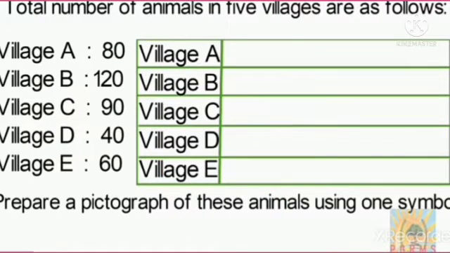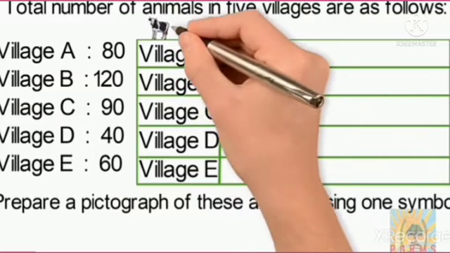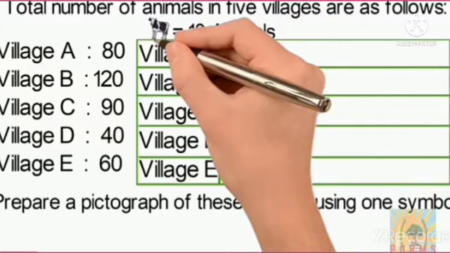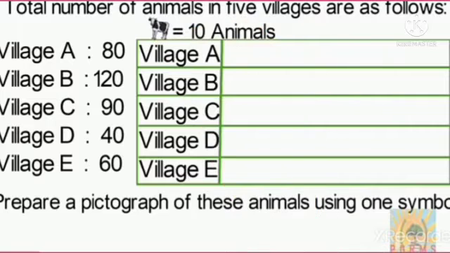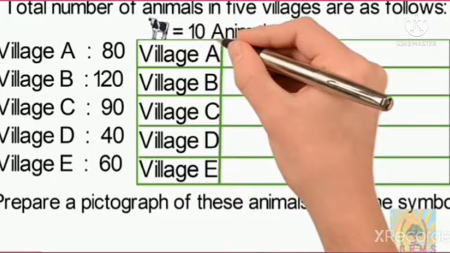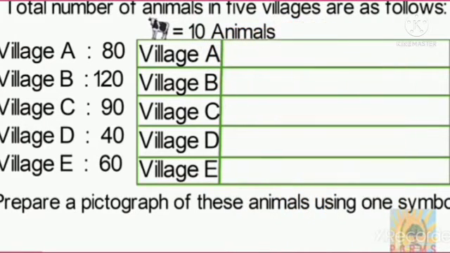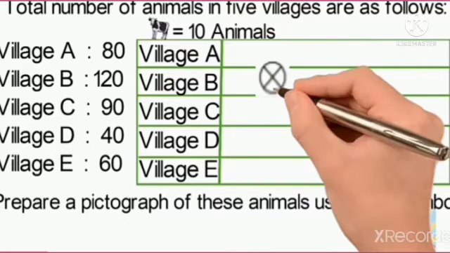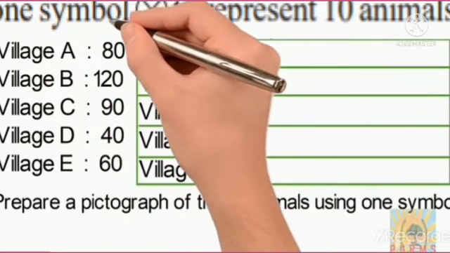B 120 animals. So students, for this we will use a symbol which is equal to 10 animals, because we cannot show 80 animals in a small table, so we will choose a scale. So students, there is no need to use the proper symbol of animal. You can use another symbol which is given in your book. This is a cross, so you can use this symbol.